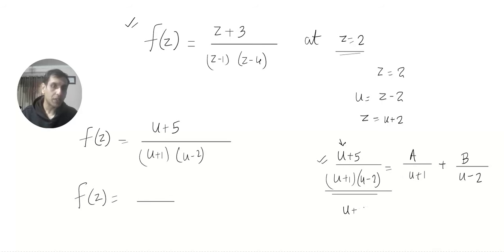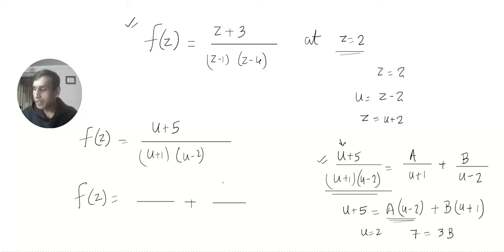I hope you still remember. You have to multiply throughout by u plus 1, u minus 2. So you are going to get something like this. Okay, you put u equal to 2, so this part will vanish. So we are going to get 7 is equal to 3B, or B is equal to 7 by 3. Similarly, you can plug in u equal to minus 1 and you'll get A is equal to minus 4 by 3. And eventually you're going to get something like this.